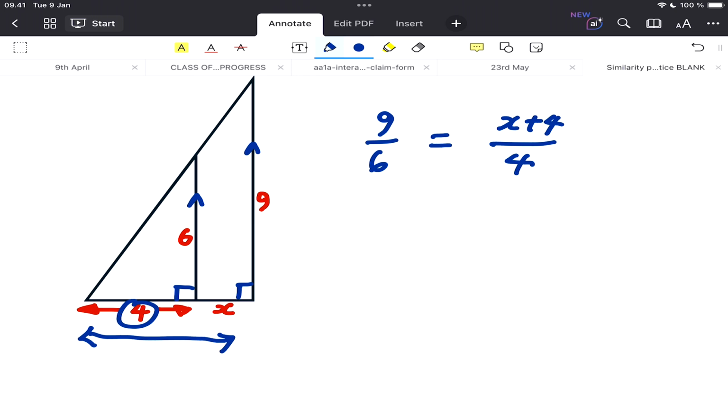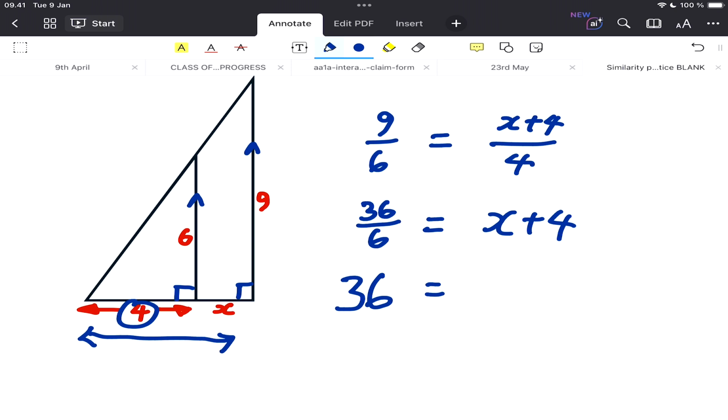So I'm going to multiply both sides by 4 to get rid of that fraction on the right. So I've got to multiply the other side by 4 as well. So that will give me 9 times 4 is 36, 36 over 6. Then I'm going to multiply both sides by 6 to get rid of the other fraction. So 36 equals not x but 6x, and not 4 but 24.